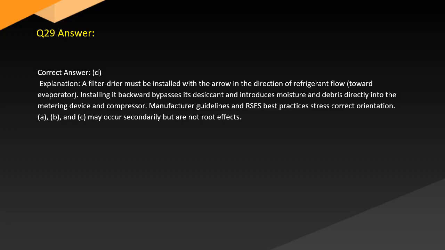Answer. Correct answer: D. Explanation. A filter dryer must be installed with the arrow in the direction of refrigerant flow toward the evaporator. Installing it backward bypasses its desiccant and introduces moisture and debris directly into the metering device and compressor. Manufacturer guidelines and RSES best practices stress correct orientation. A, B, and C may occur secondarily but are not root effects.